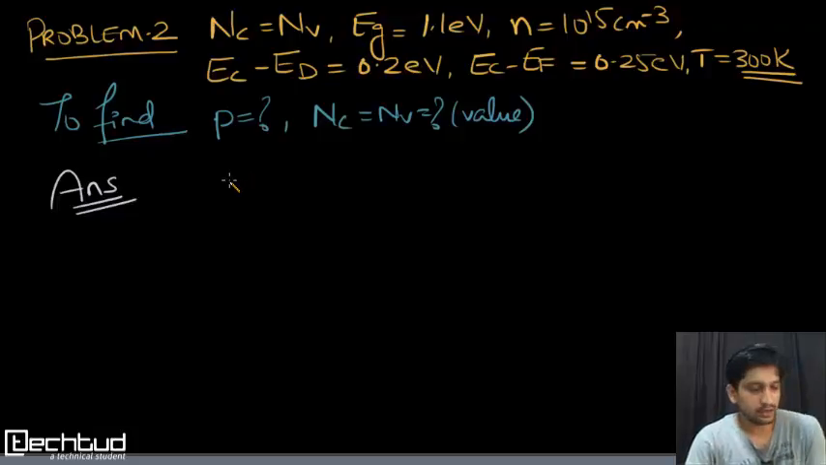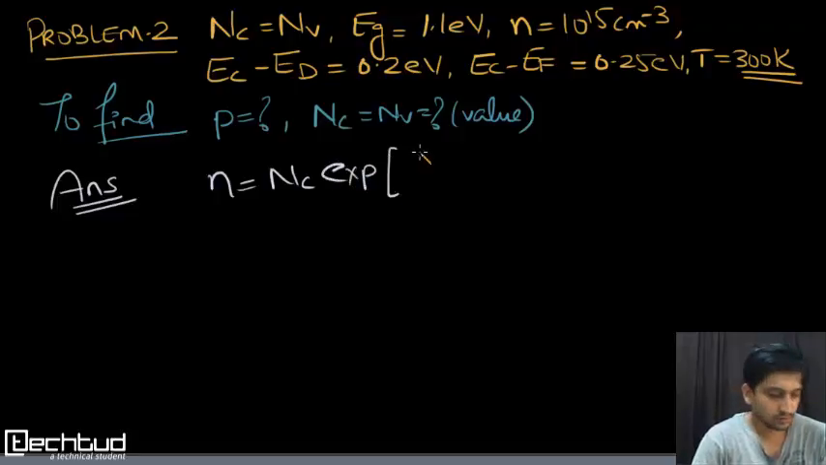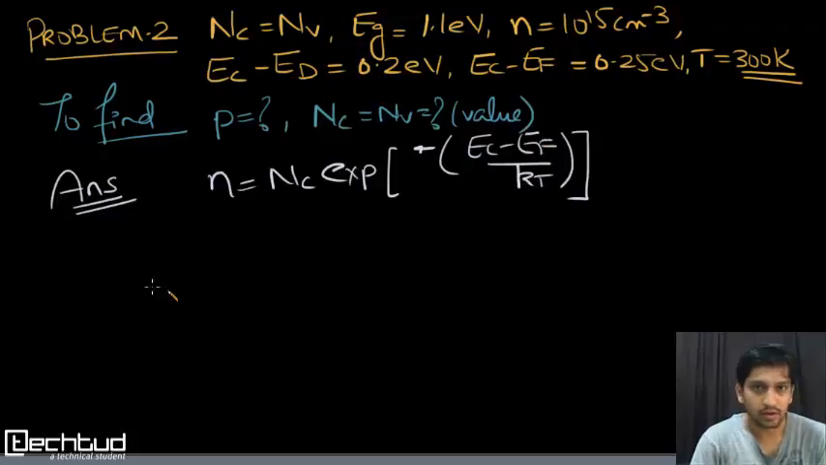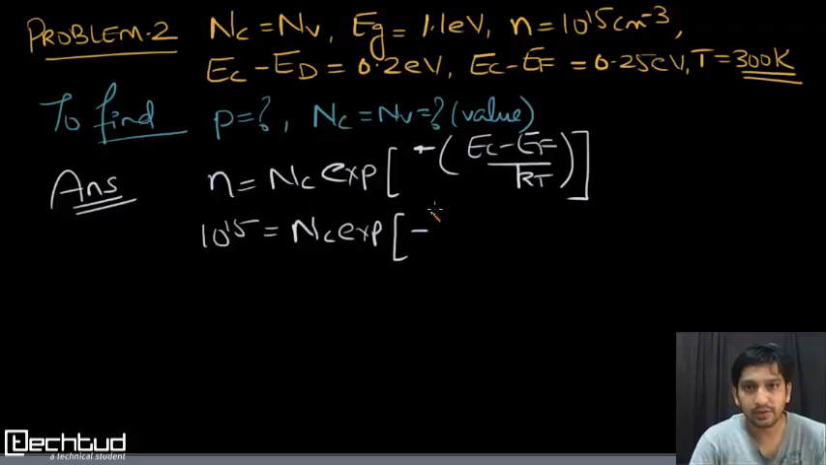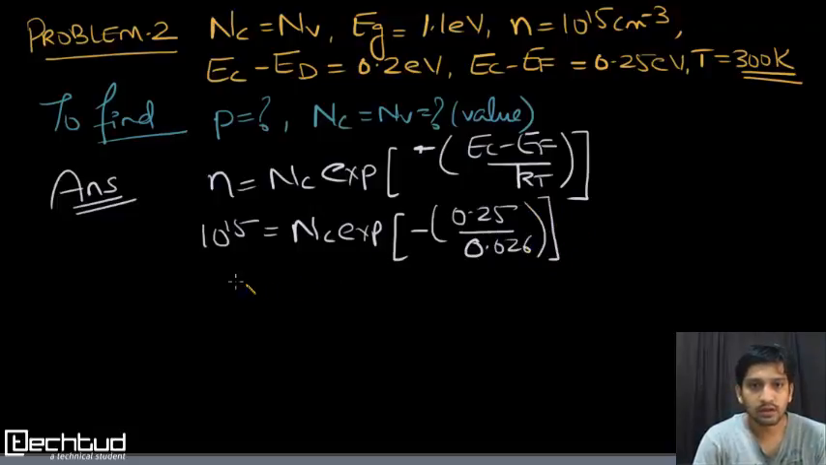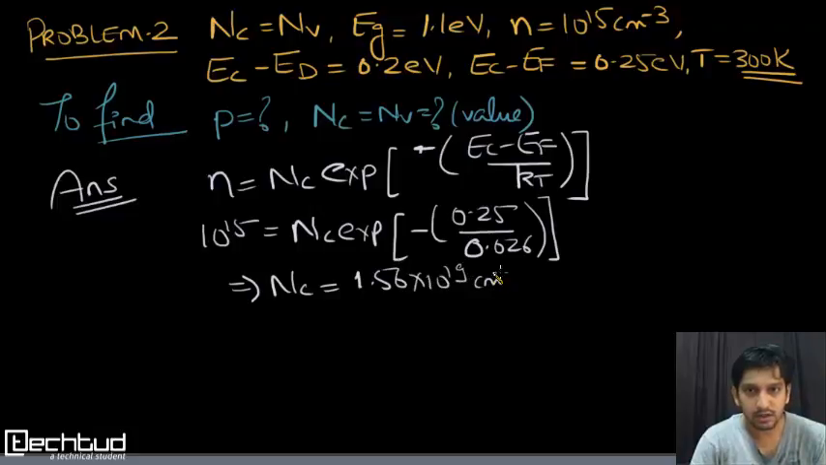So we have to figure out the answer for this case. Let us use the formula that we know: n is given by NC exponential of minus (EC minus EF) divided by kT. Let us substitute the values. 10 to the power 15 is equal to NC exponential of minus 0.25, and since the temperature is 300 Kelvin, kT is 0.026 electron volt. In this way you can get the NC value as 1.56 into 10 to the power of 19 per centimeter cube. So this is the answer.